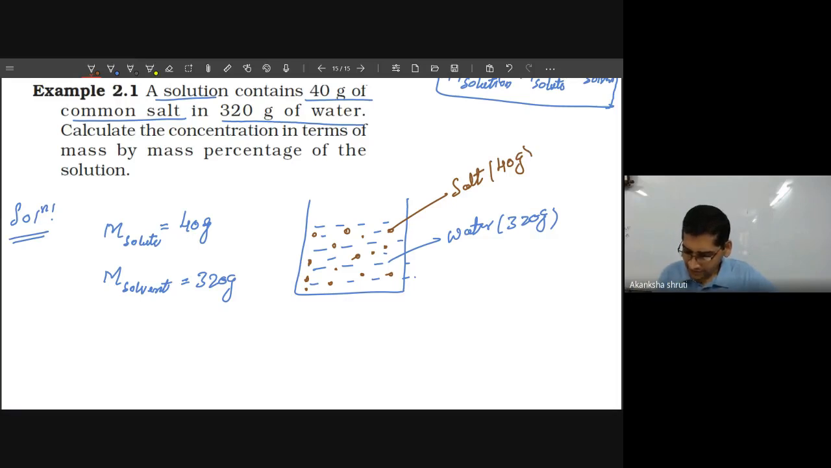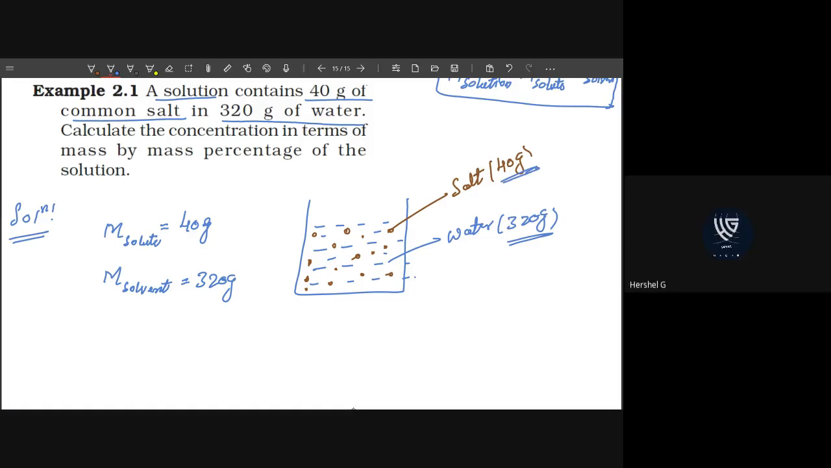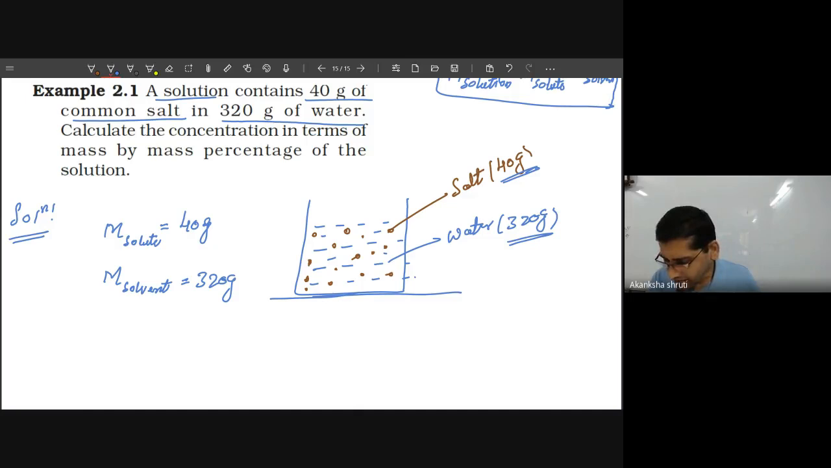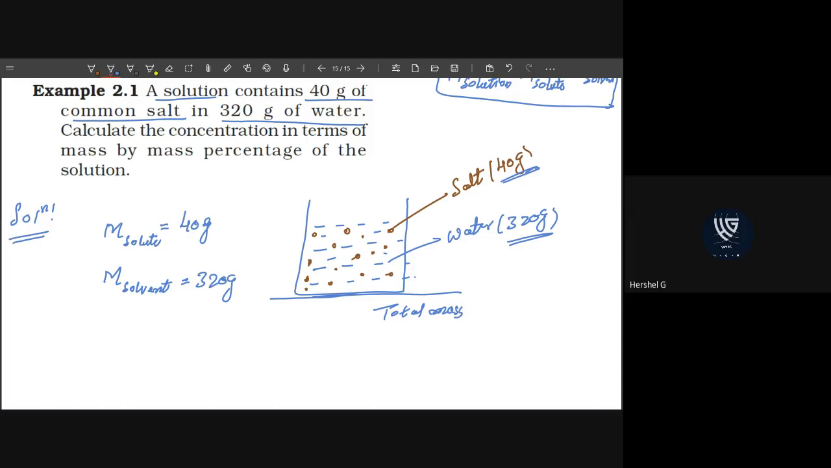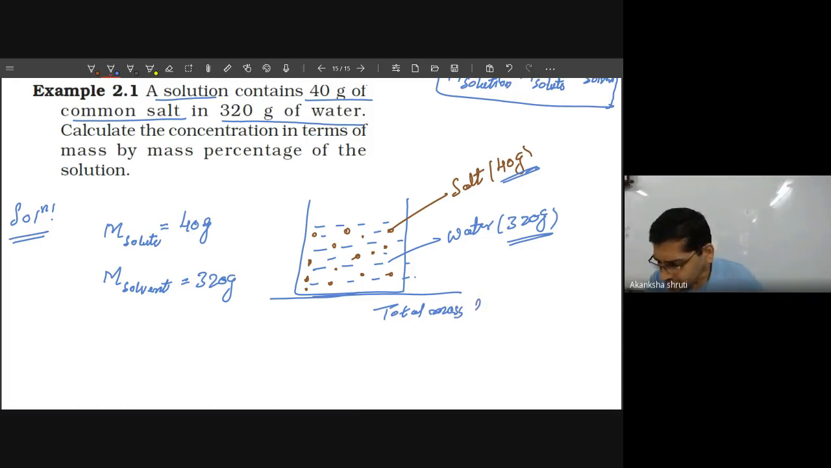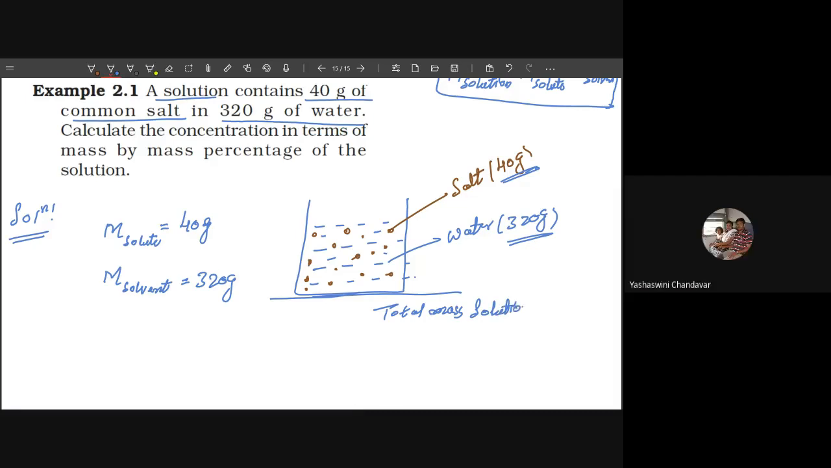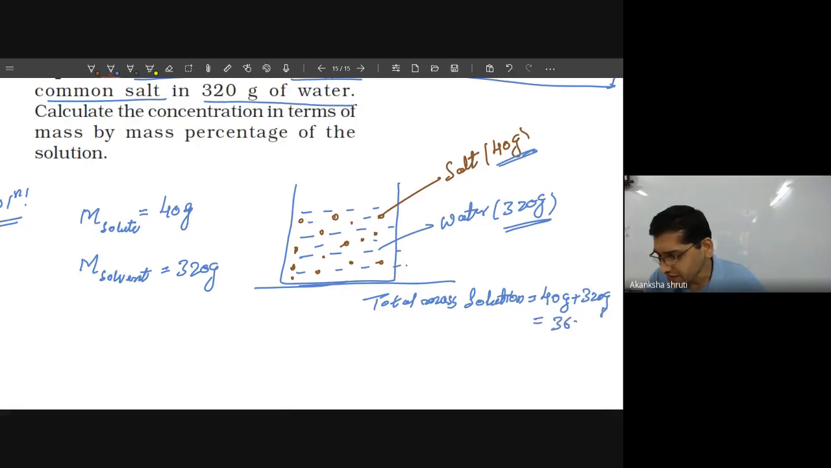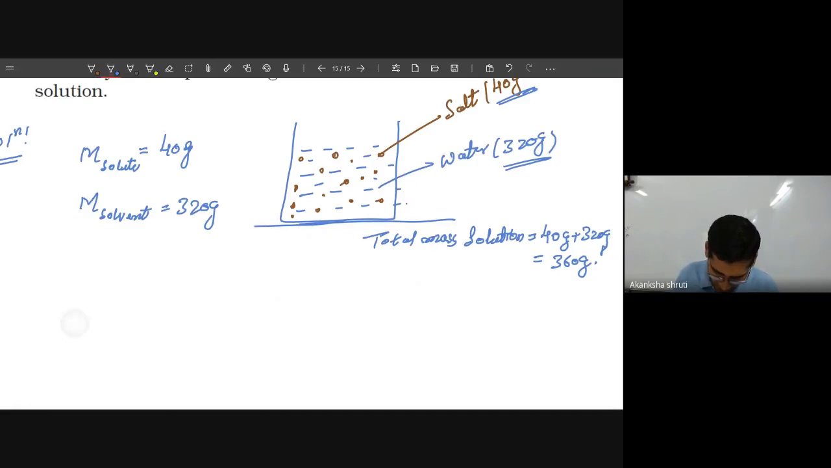If you take this entire solution, what will be the total mass? These two things are mixed together. If you put it on the weighing machine, what will be the total weight? Total mass of solution is 360 gram, the addition of these two: solute plus solvent, 40 gram plus 320 gram. So it becomes 360 gram. That is what we have to keep in mind. Wherever these two things are given, you calculate.